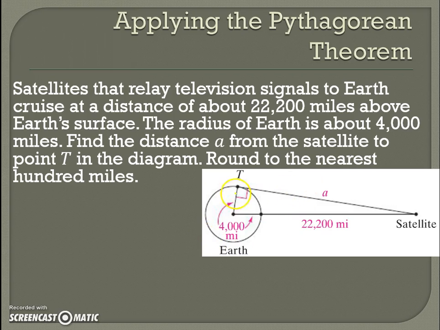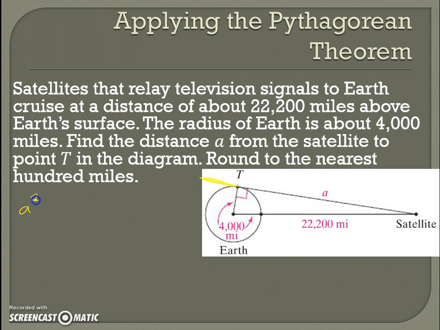So here you can see this creates a right angle. This line that goes from the satellite to here, touches a point right here and it would continue on. This is called a tangent line. You deal with that later when you get into geometry and trigonometry and possibly even calculus, depending on how far you take up math. Okay, so I know that this length right here is 4,000. This is 22,200. So I'm going to set this up, and I'm looking for length a.